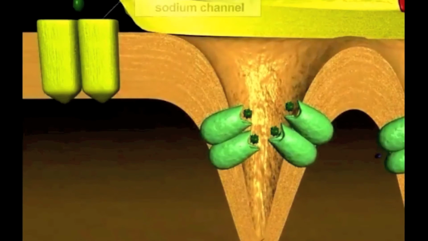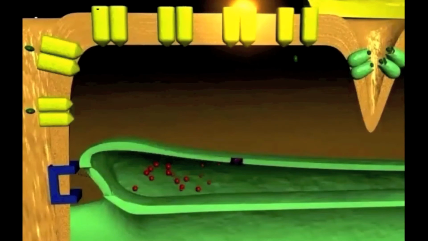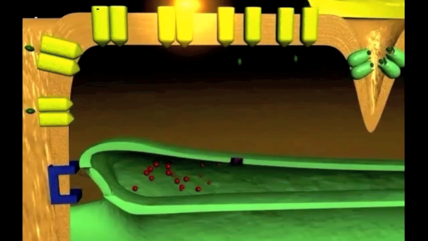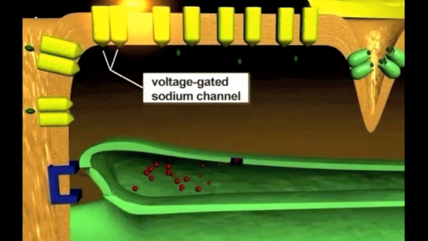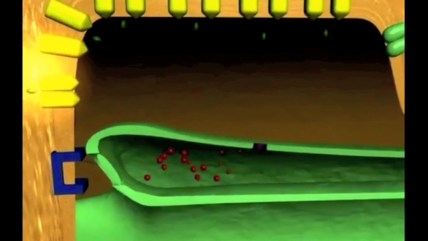The initial flux of ions due to opening of the channels brings the membrane potential to threshold, causing the voltage-gated sodium channels in the vicinity to open. The resulting action potential is propagated over the entire surface of the muscle and also courses into the T-tubule system.